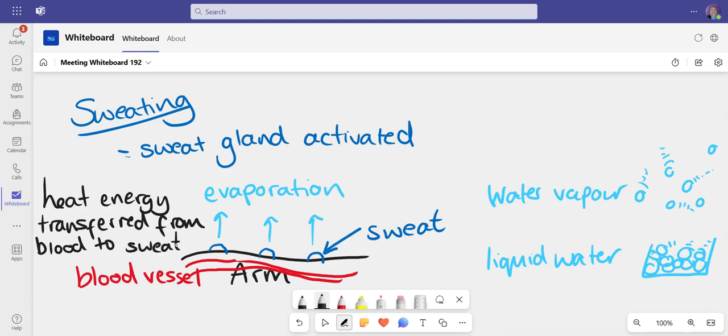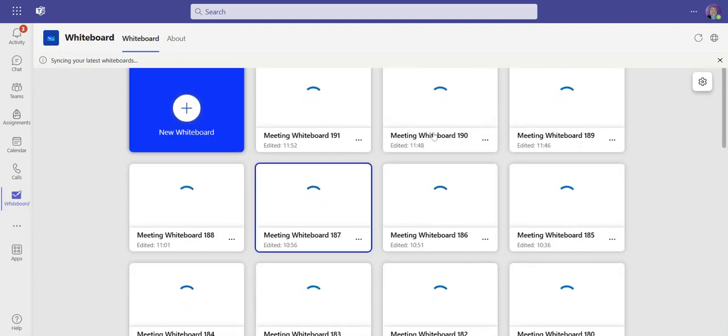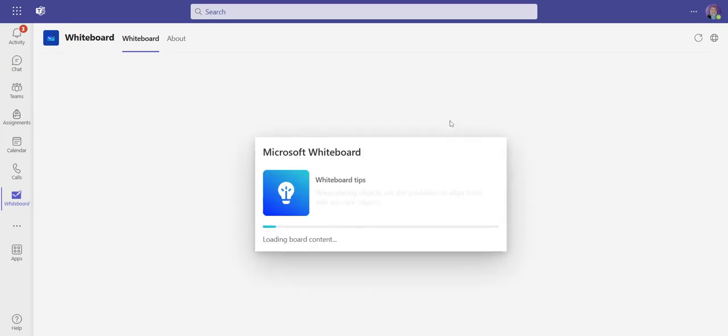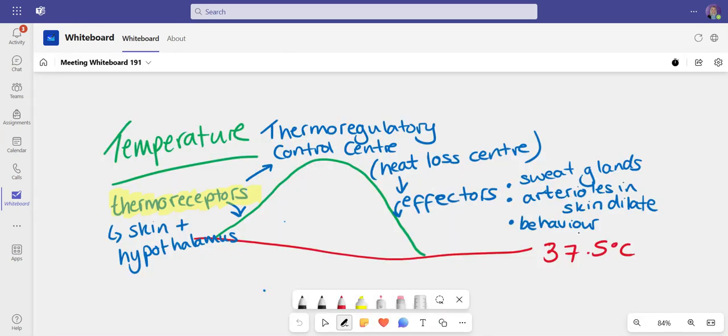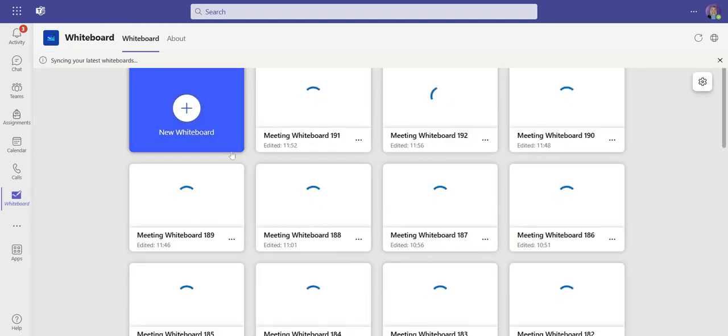Which makes the sweat evaporate, and therefore the blood is cooled down, which cools you down. Okay, so that's your explanation of sweating. The next one we mentioned in our list was about the arterioles in the skin dilating. So let's have a look at that one.